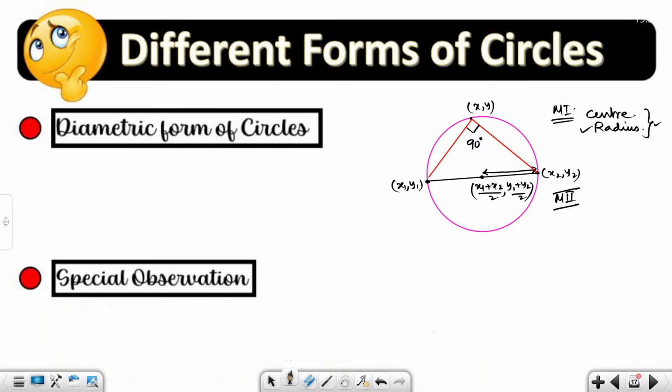So now to find the equation, I will simply find the slope of this line. What is the slope of this line? It will be (y minus y2) over (x minus x2). And what is the slope of this line? It will be (y minus y1) by (x minus x1). Now, since the angle between them is 90 degrees, the product of these two slopes will be equal to -1. And you got the equation of this circle straight away. How will I write this?